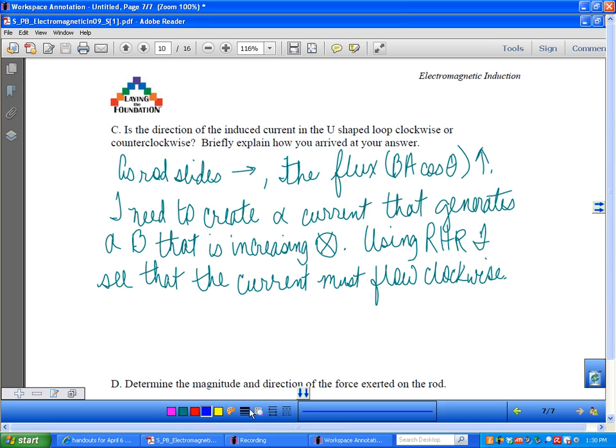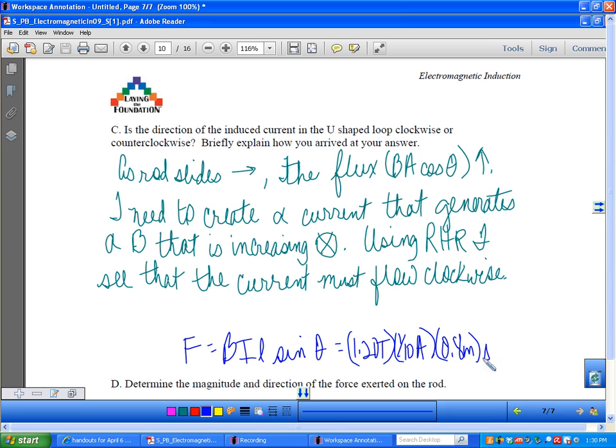Okay, then it says down here, determine the magnitude and direction of the force. Well, F is equal to BIL sine theta. B was given to me as 1.20 Tesla. The current we figured out was 1/10 of an amp. And the length was 0.8 meters. And theta is sine of 90. So if I do my math correctly, 1/10 of 1.2 is 0.12. 0.12 times 0.8 is, I believe, 0.96 newtons.